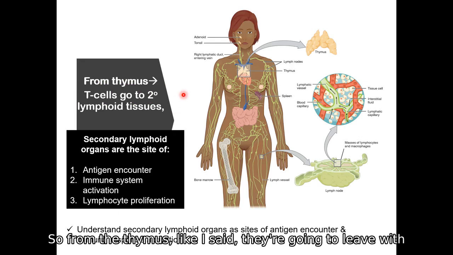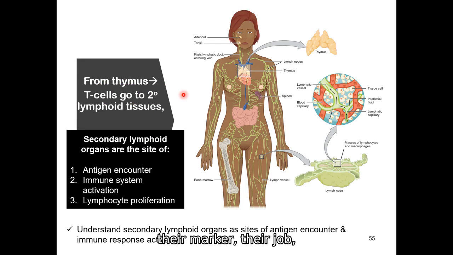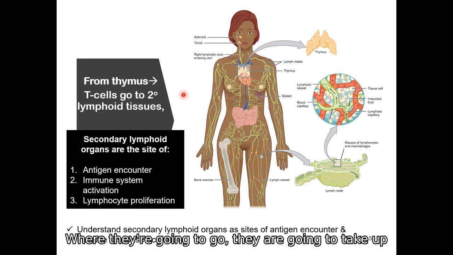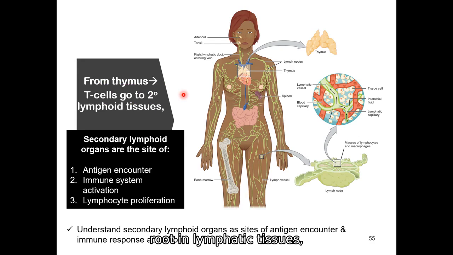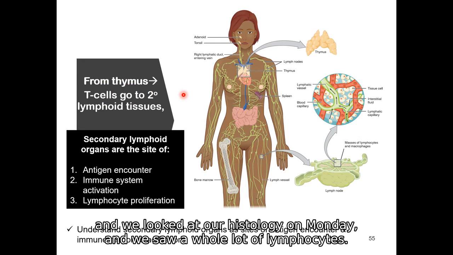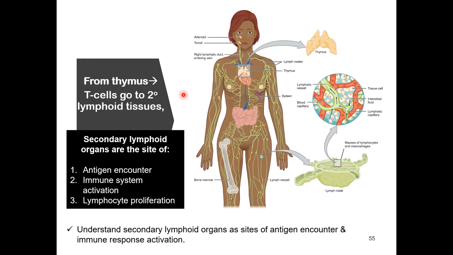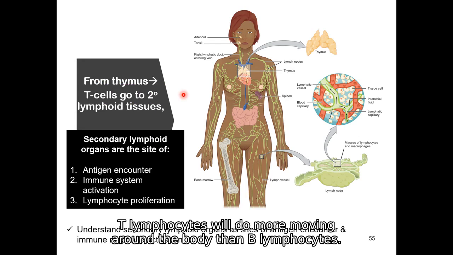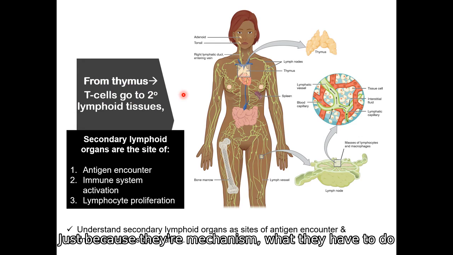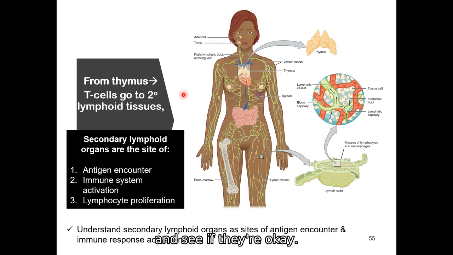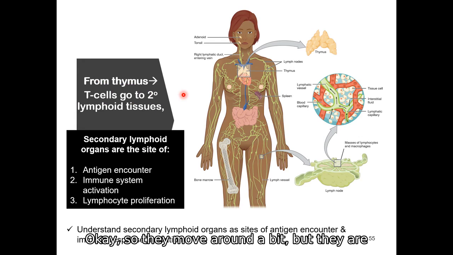So from the thymus, like I said, they leave with their marker, their job, but they are naive. They are going to take root in the lymphatic tissues, and we looked at our histology on Monday and saw a whole lot of lymphocytes. T lymphocytes will do more moving around the body than B lymphocytes, because their mechanism is to crawl over all the cells and see if they're okay. So they move around a bit.